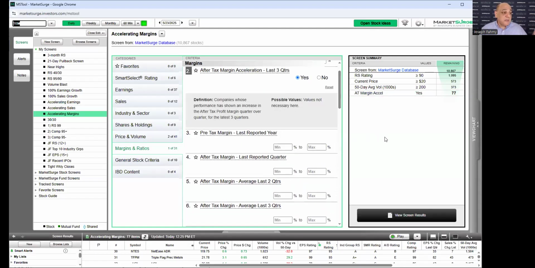After tax acceleration, basically companies that have shown after tax profit margin quarter over quarter for 3 years. So this is profit margin acceleration. Maybe it showed up in that one. That's something where I don't have the resources or the time to dig through that, but the database does it for you and it narrows it down to some of those names.